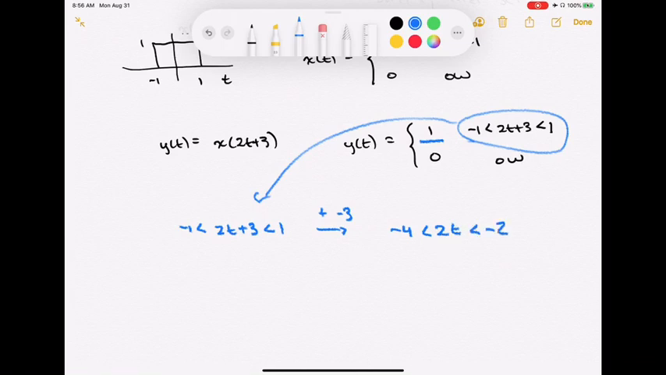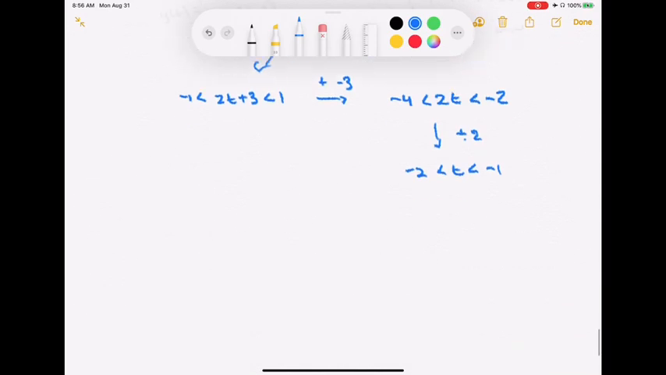This is a completely identical, equivalent expression. Now what do I want to do? I want to divide everything by 2, right? So if I divide everything by 2, I'm going to get -2, because -4 divided by 2 is -2. And I'm going to get less than t less than -2 divided by 2, which is just -1. So I'm going to get it going from -2 to -1, and now I'm ready to go.